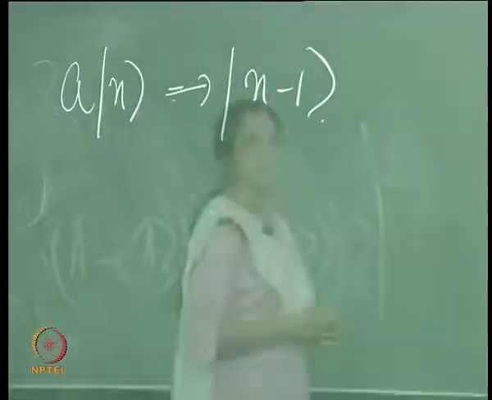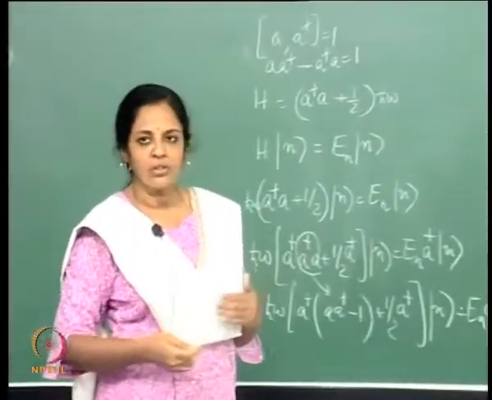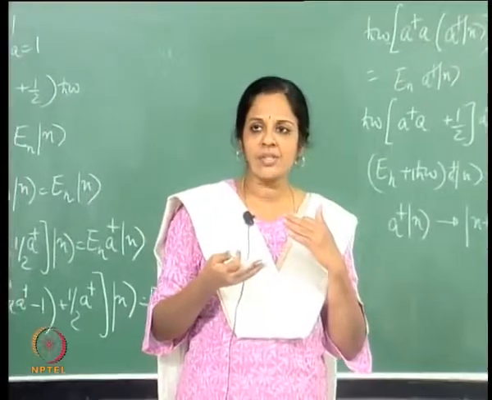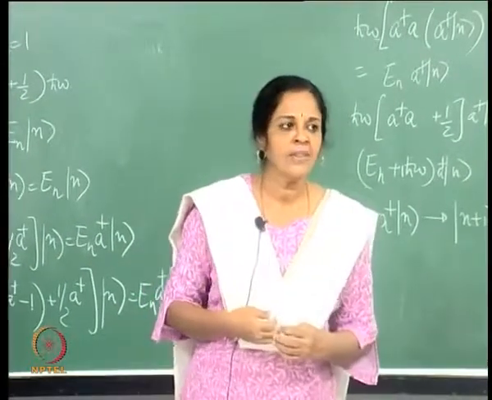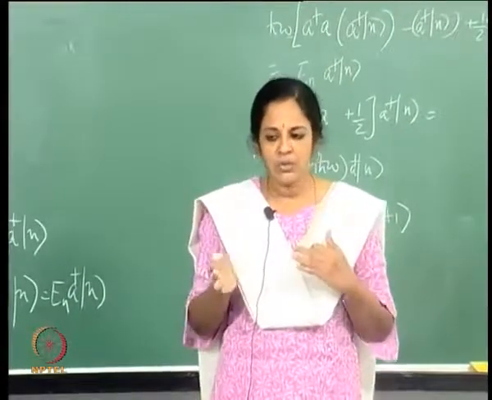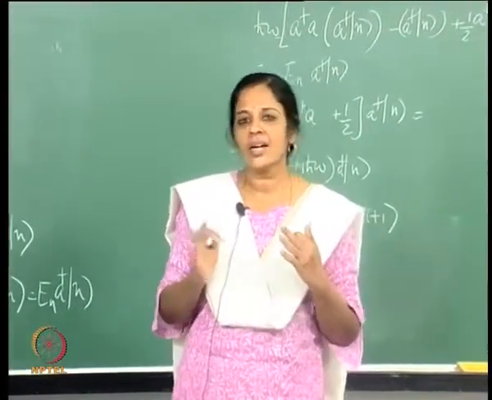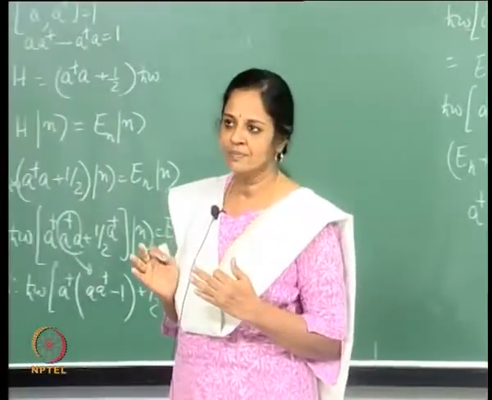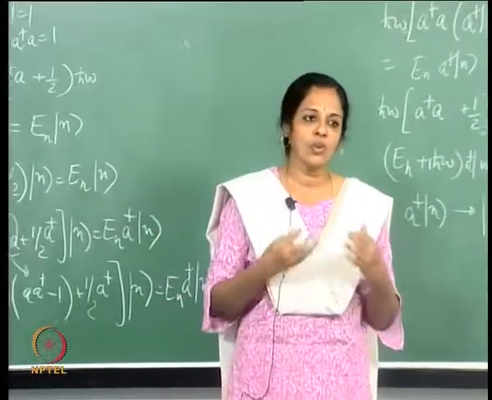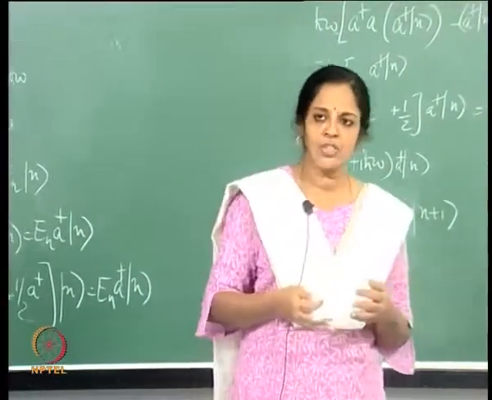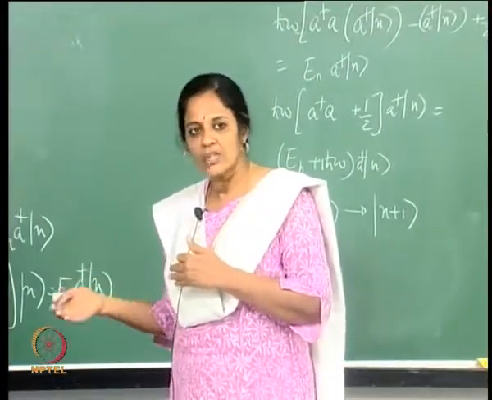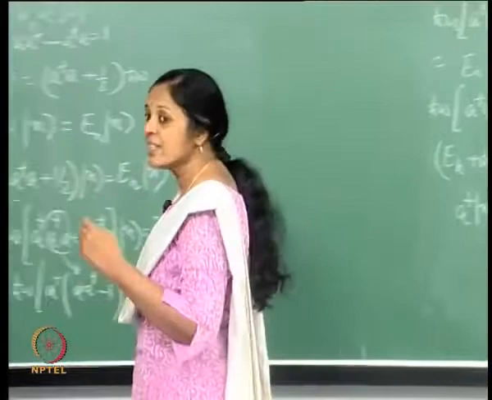So A dagger is called the raising operator and A is called the lowering operator, because A dagger raises the energy of the original state by h cross omega, taking it to a new state of the harmonic oscillator. Both the original state and the new state are eigenstates of the oscillator Hamiltonian, energy eigenstates. Similarly, A acting on a given state lowers the energy in steps of h cross omega, taking us to new states n minus 1, n minus 2 and so on, which label the states. So n is a label.